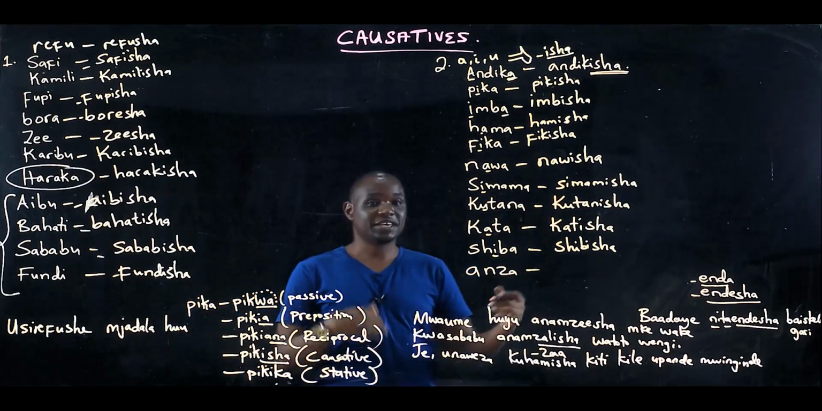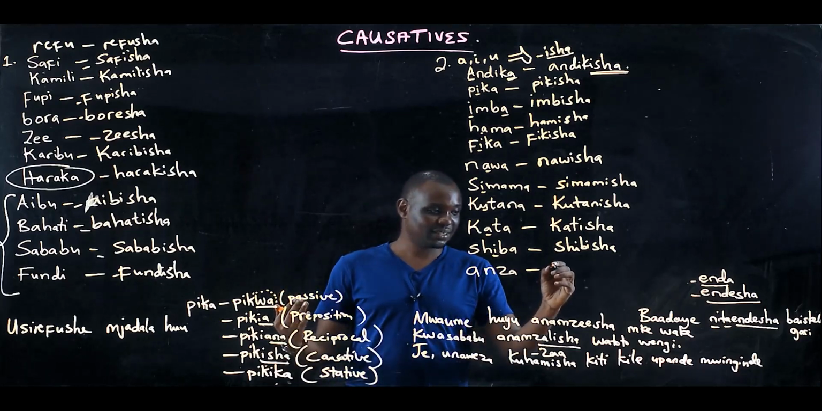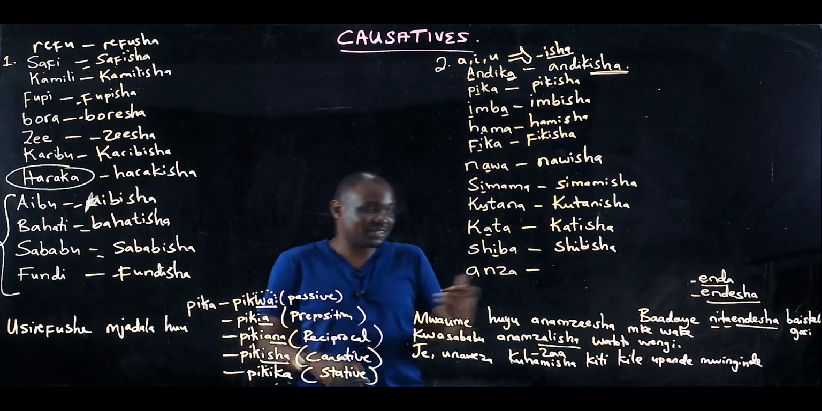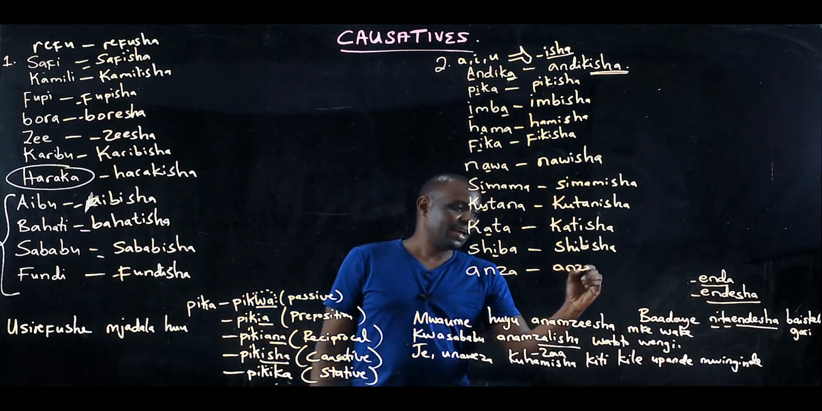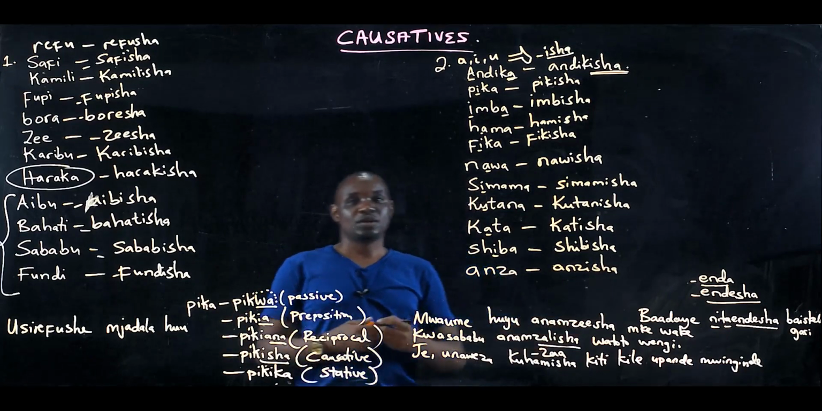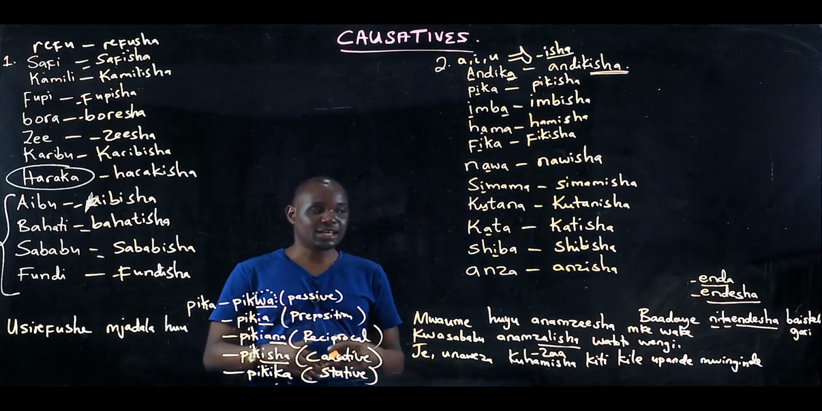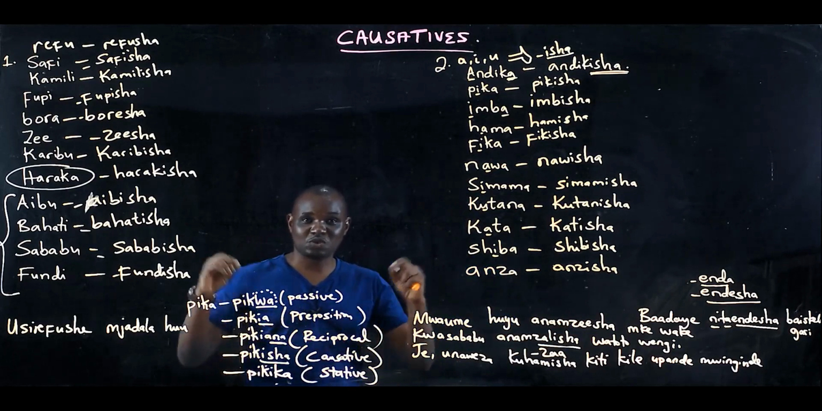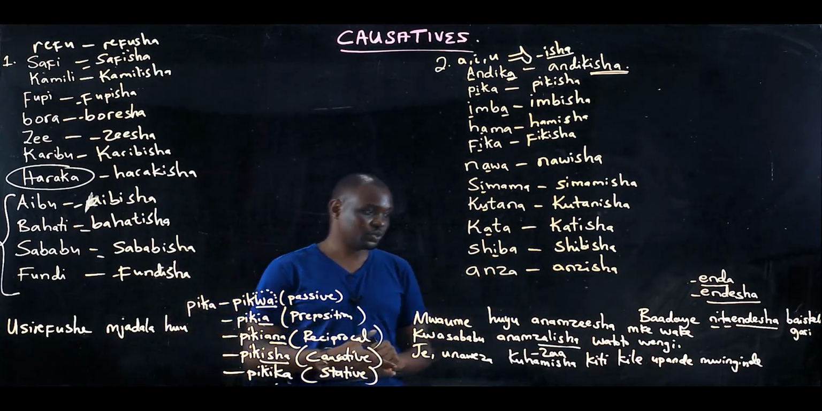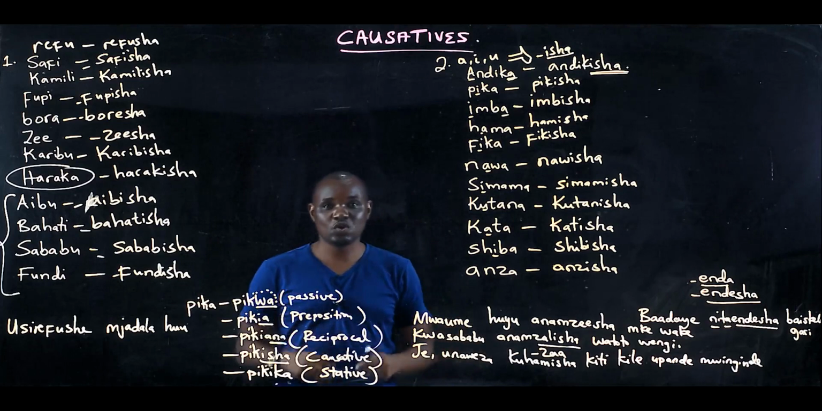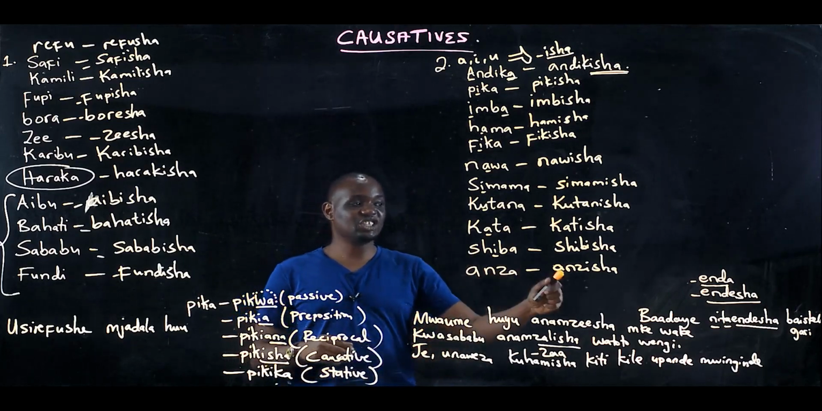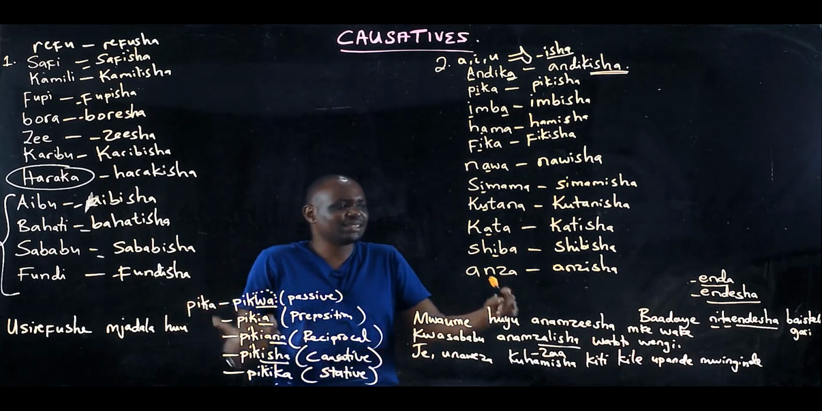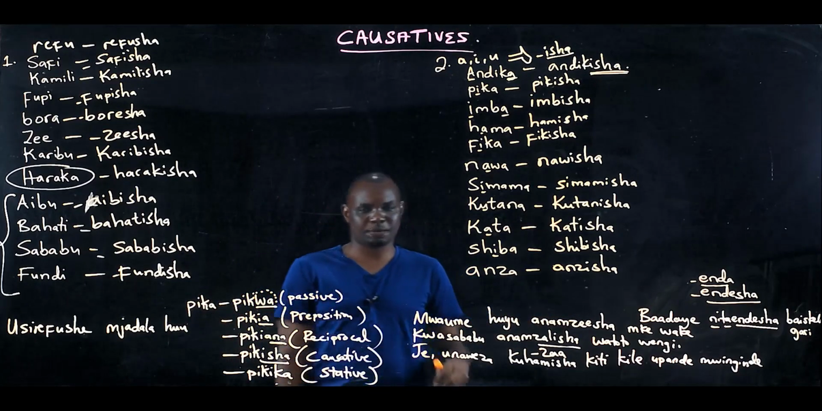Anza is to start. Anzisha is to make something start, like to start the business. You start something. You start the business. You say, anzisha. Yeah? Mwaka huu, that's New Year resolution. You say, mwaka huu ninataka kuanzisha biashara. I want to start something. Start the business. Ninataka kuanzisha biashara.